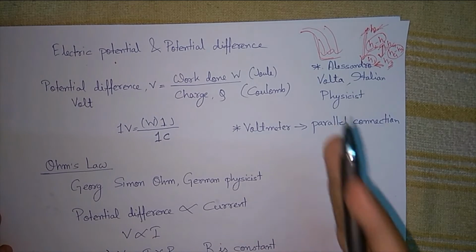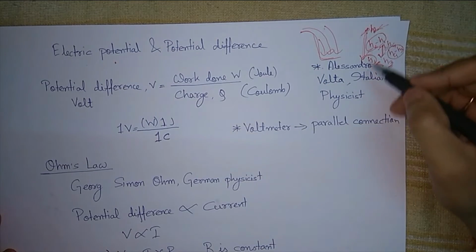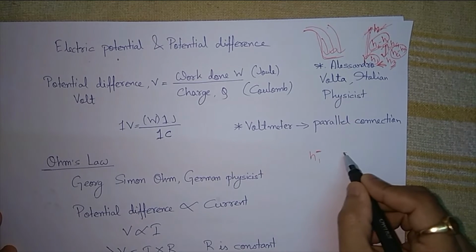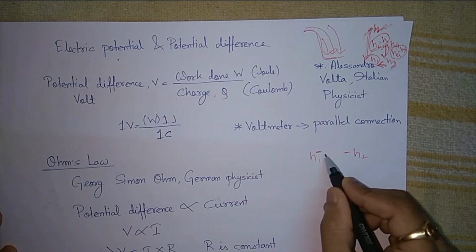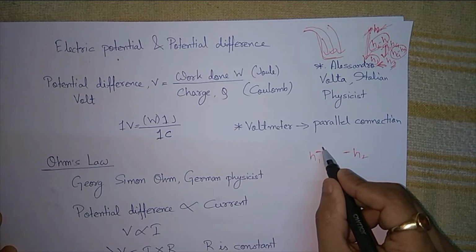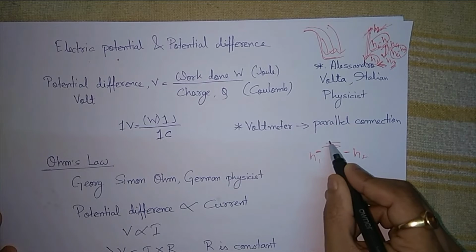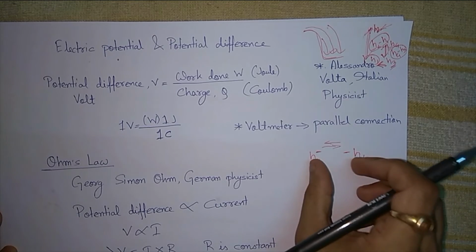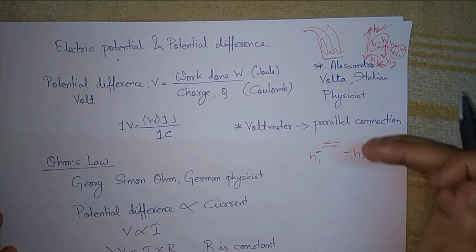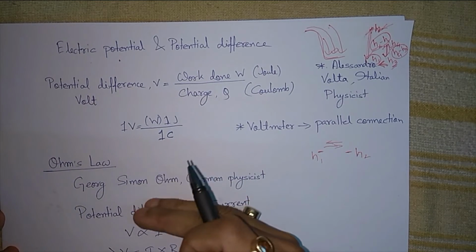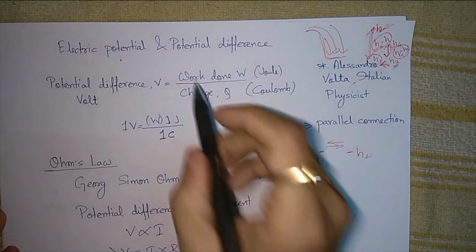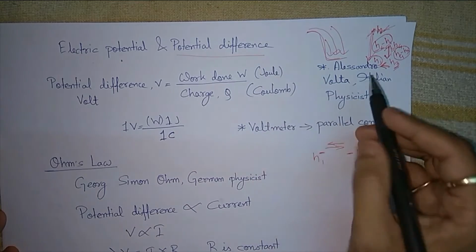To get the electric current, you must have the difference. Like if there is no difference in height, h1 and h2, same height, there will not be any flow of water. You cannot see flow of water because there is no difference in height. To get the flow of water, there must be difference in height. In the same way, to get the flow of electrons, flow of charge, there must be potential difference.